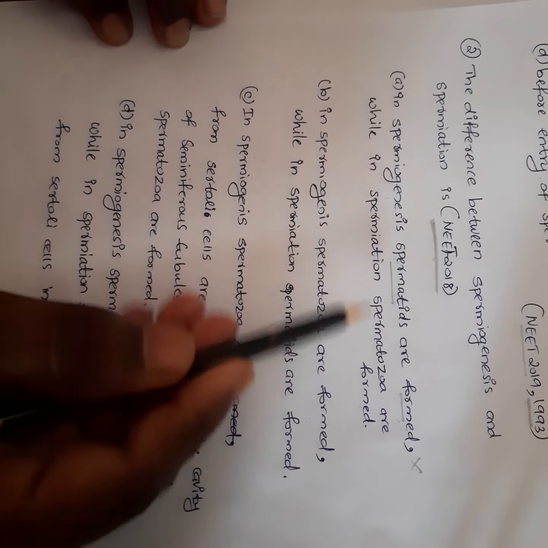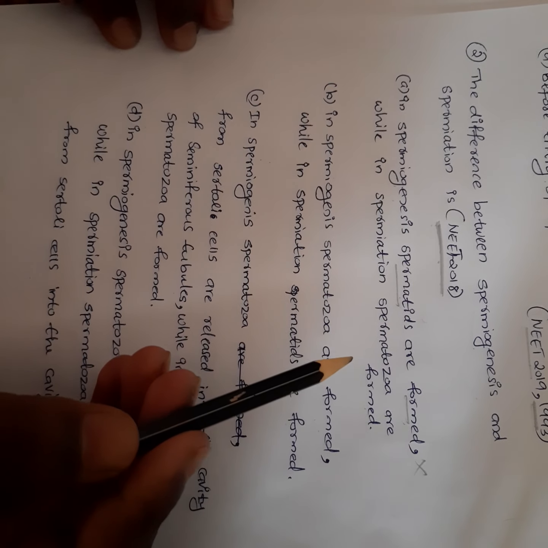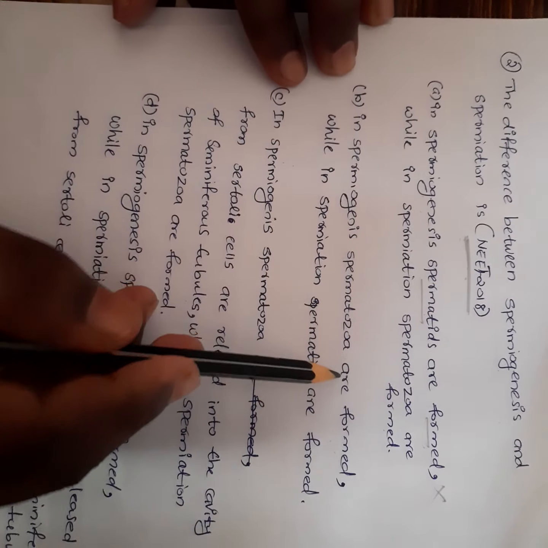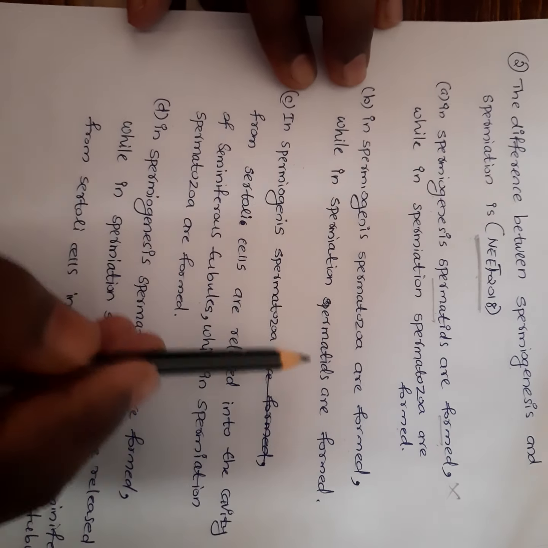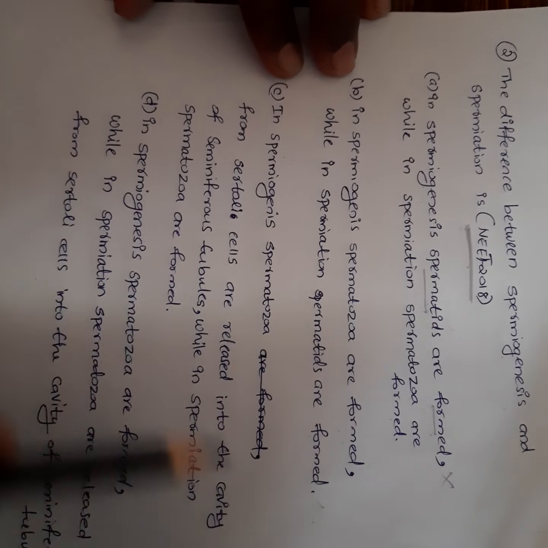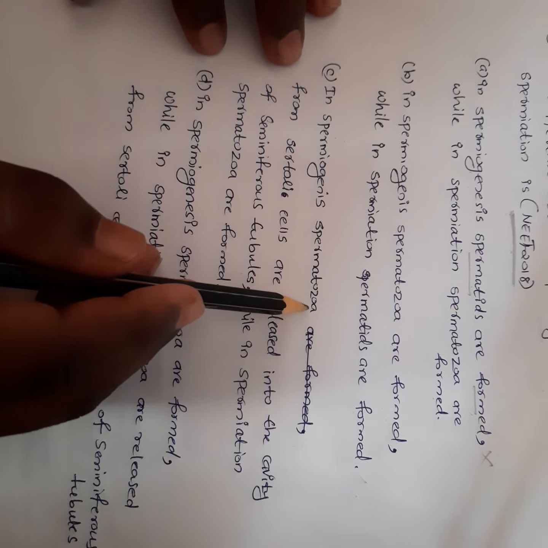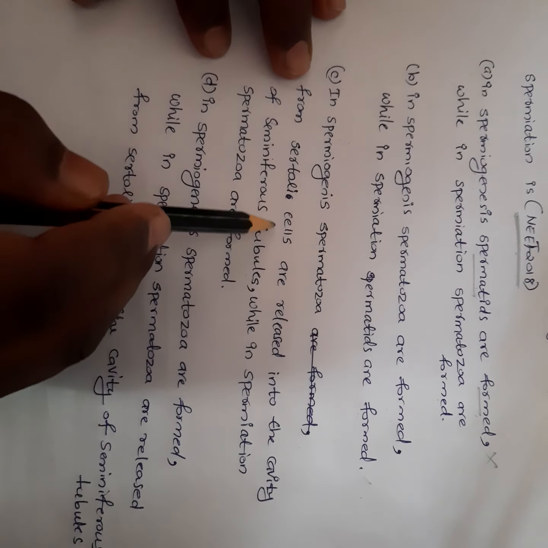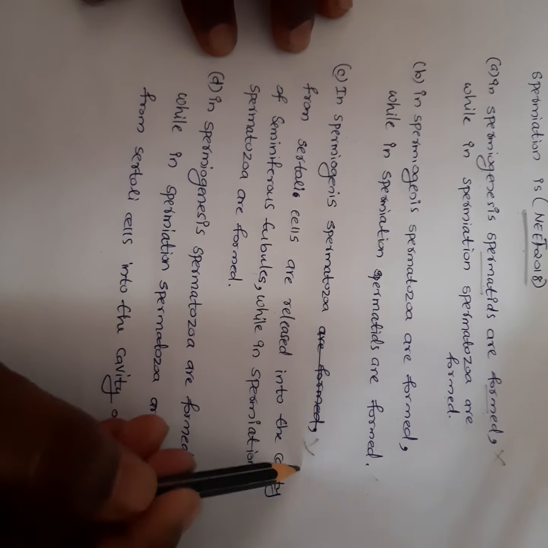While in spermiation, spermatids are formed. Okay, so in spermiogenesis spermatozoa are formed, that is correct. Then while in spermiation spermatids are formed, that is incorrect. So we can check the third statement. In spermiogenesis spermatozoa are formed, that is correct. No. In spermiation, spermatozoa from Sertoli cells are released into the cavity of seminiferous tubules, that is incorrect, right?